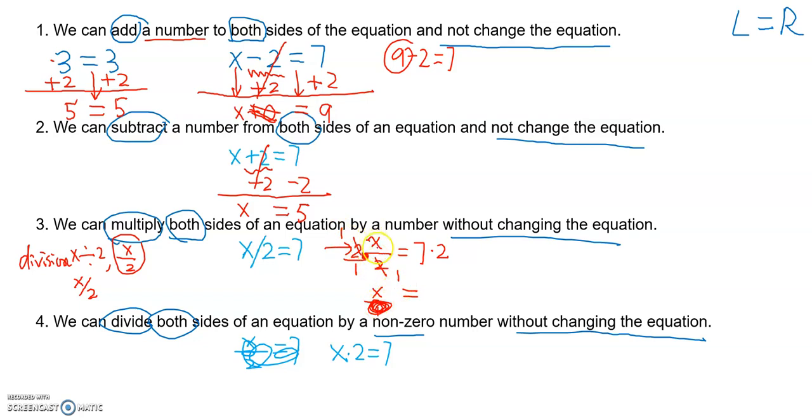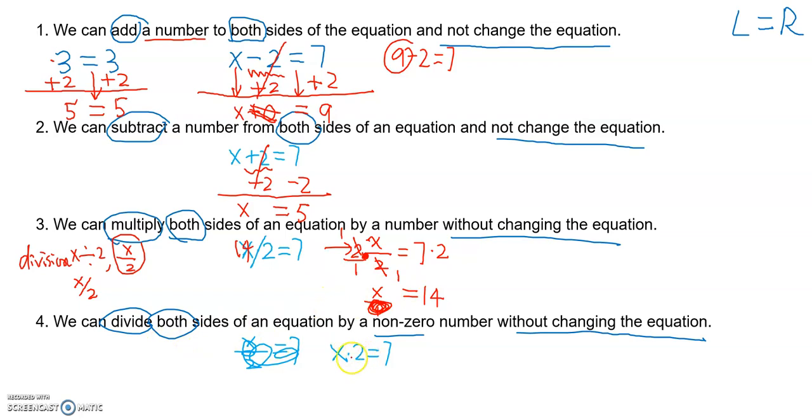And if you remember, x over 1 is still x, and you can just write x on the left-hand side. On the right-hand side, 7 times 2 is 14. So that's the answer. And we can plug in to check. If we replace x with 14, 14 divided by 2 is 7.